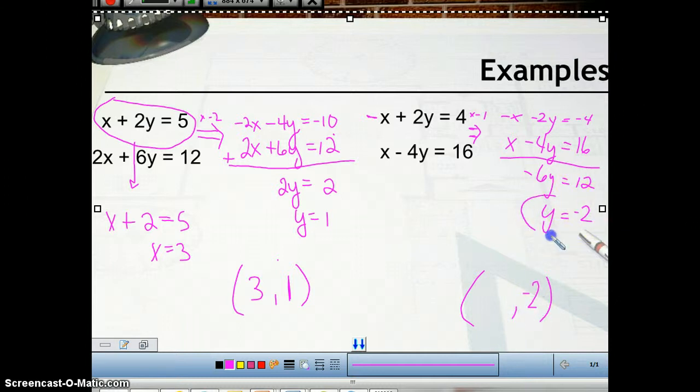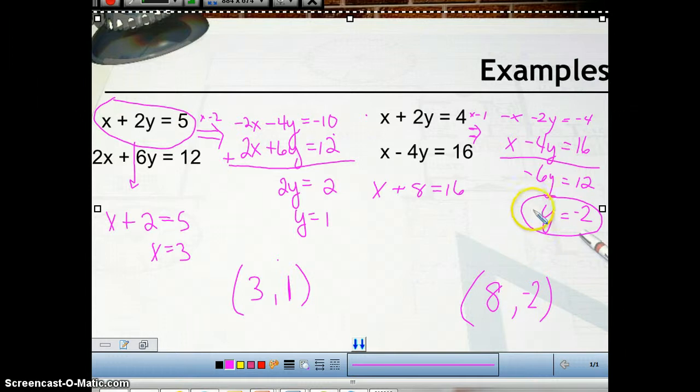We're going to plug that back into one of the two original equations. You know what, since I have a negative, I'm actually going to put it in the bottom equation because that negative and that negative makes it positive. So we get x, -4 times -2 would become positive 8 equals 16, and subtract the 8 over makes it 8. Okay, so (8, -2).